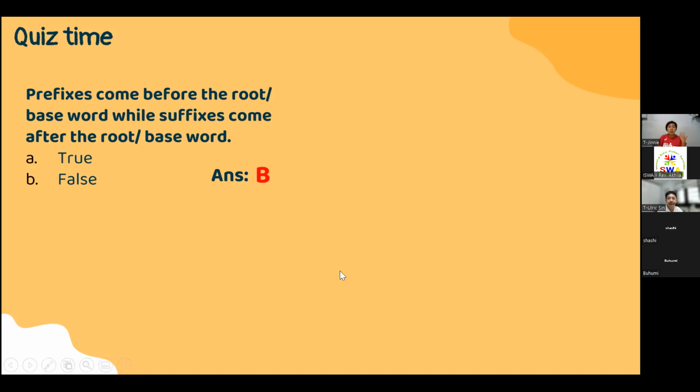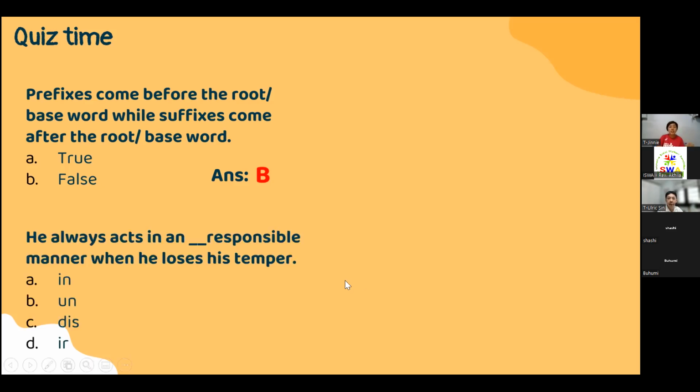Okay, so this is a recap, because after this lesson, if you can answer this question well, I don't have to share this anymore. This one we've also learned. He always acts in an blank responsible manner when he loses his temper. Do I put in irresponsible, unresponsible, disresponsible, or irresponsible?